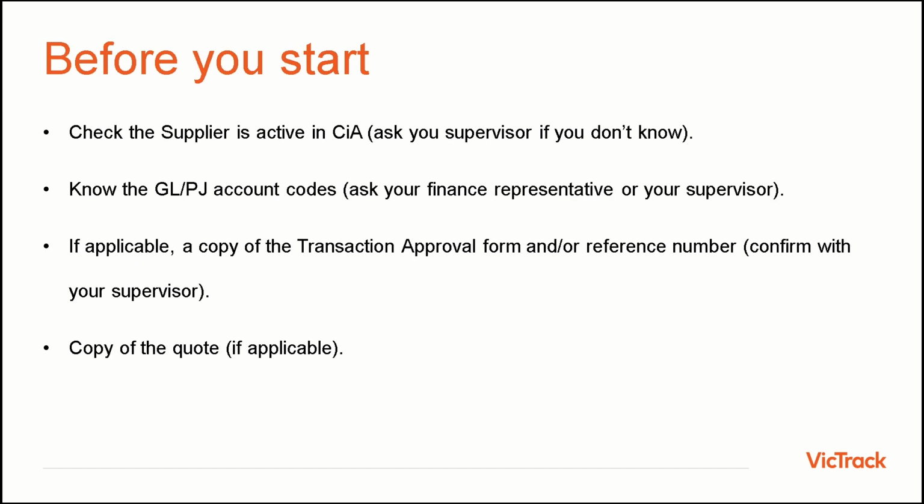Before we start, check the supplier is active in CIA. Ask your supervisor if you don't know. Know the general ledger or project account codes. Ask your finance representative or your supervisor for this information. If applicable, a copy of the transaction approval form and or reference number may be needed. Confirm this with your supervisor. And a copy of the quote, if applicable.